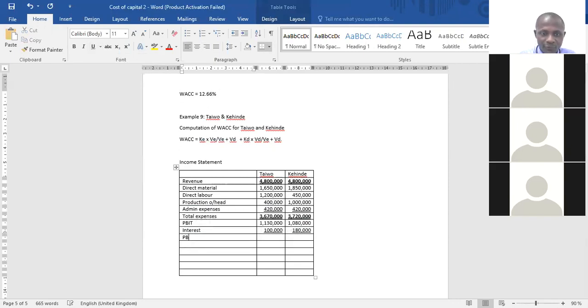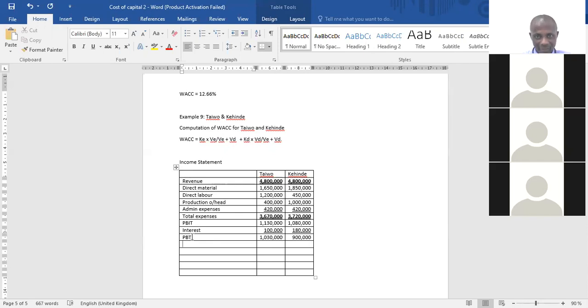Profit before tax, PBT. So my profit before tax will be 1,130,000 minus 100,000, which is 1,030,000. And for this, we have 1,080,000 minus 180,000. That's 900,000. Okay, that's our profit before tax.